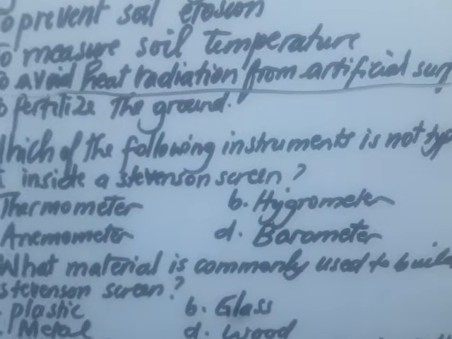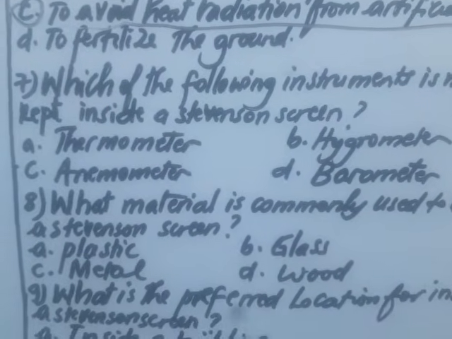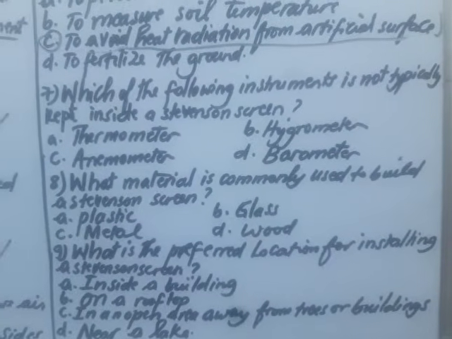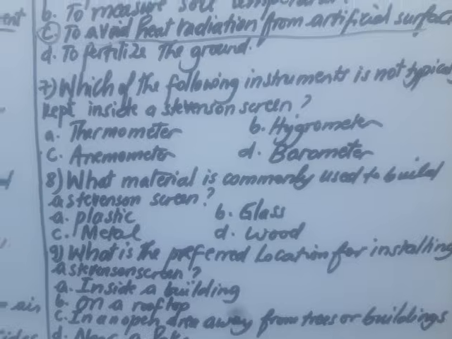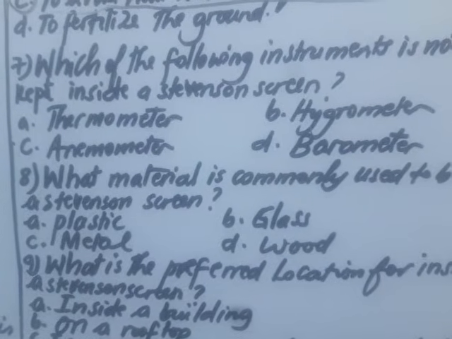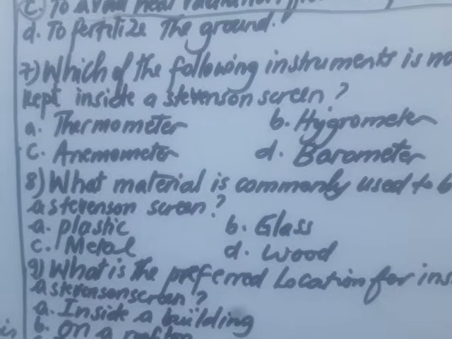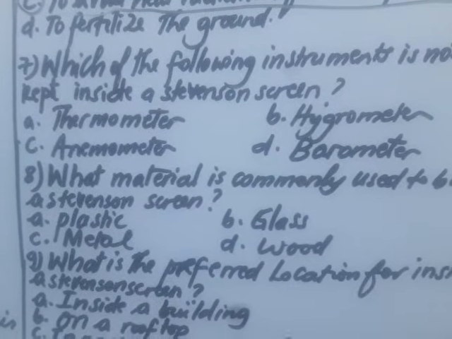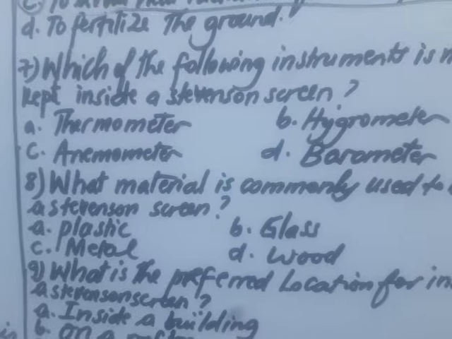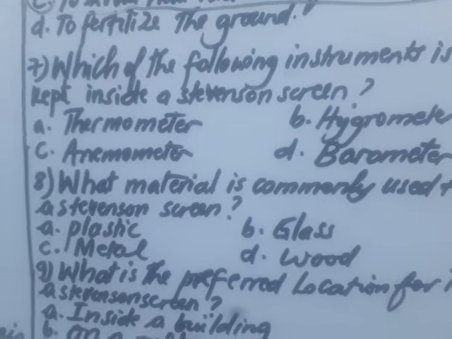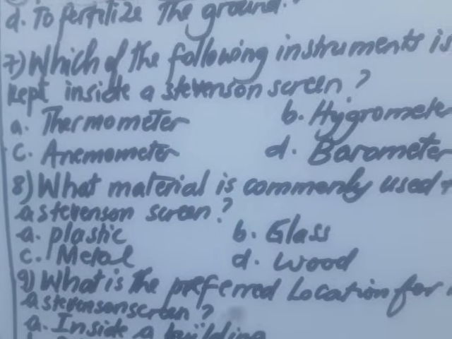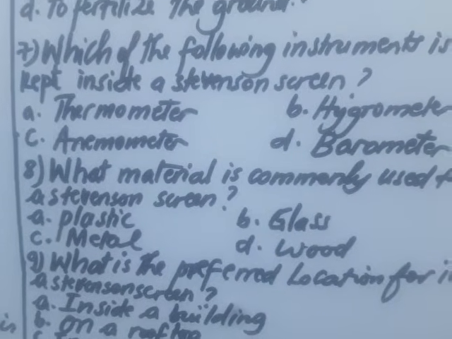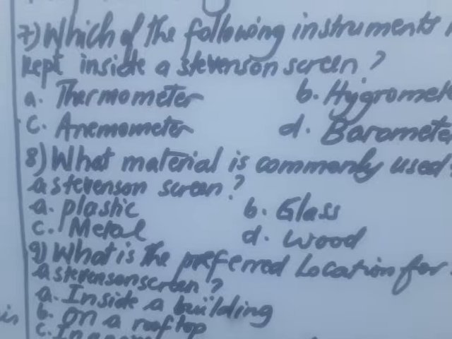We reach question number 7. Question number 7 is asking which of the following instruments is not typically kept inside a Stevenson screen? A, thermometer. B, hygrometer. C, anemometer. D, barometer. And remember that in the previous lesson, we talked about the main instruments that are kept inside a Stevenson screen, like the thermometer, hygrometer, and barometer.